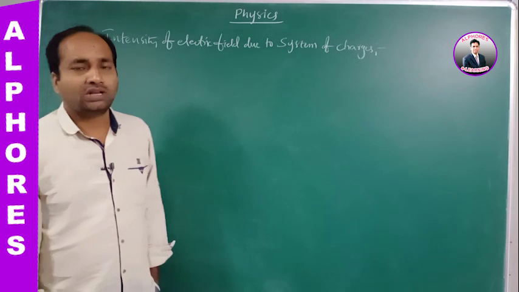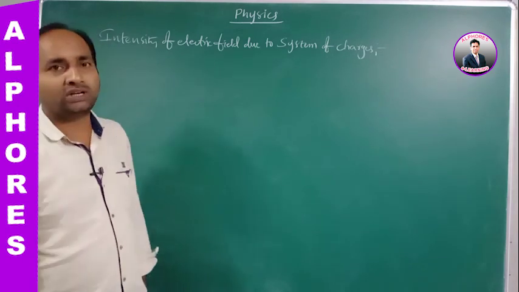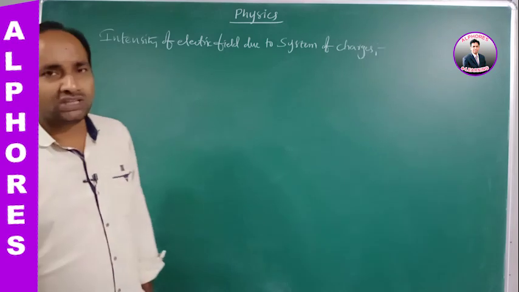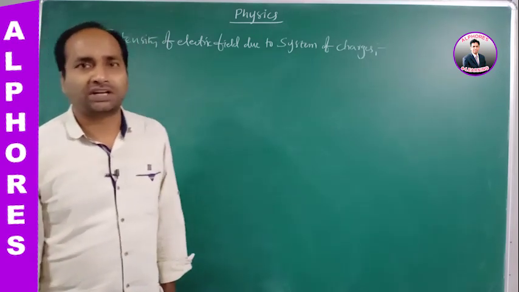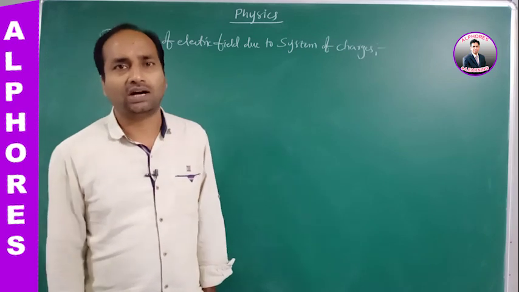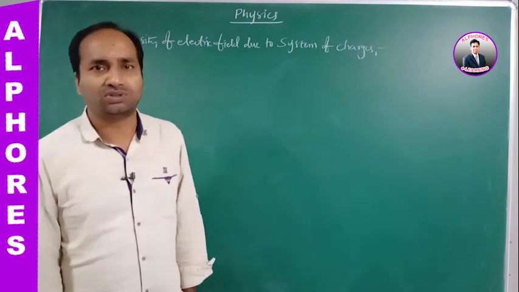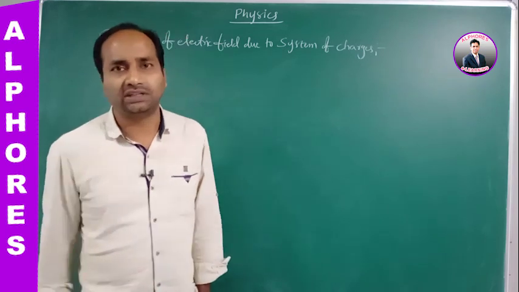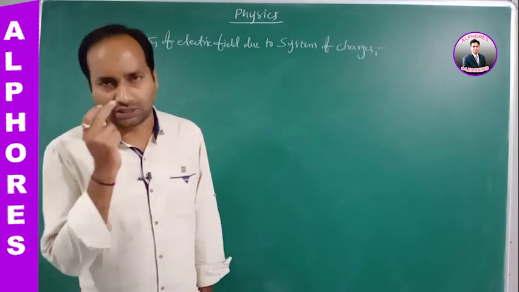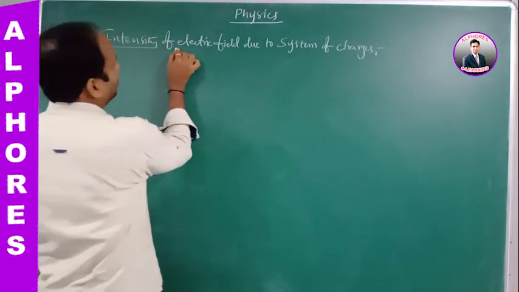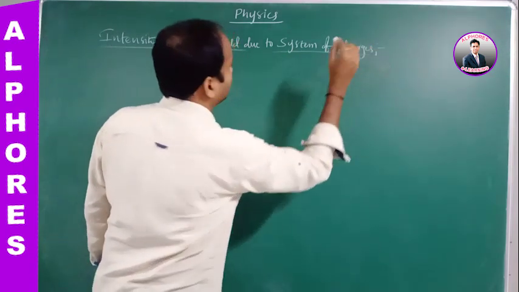Okay, so in the last topic we discussed intensity of electric field due to the point charge. The expression for intensity of electric field due to a point charge is 1 by 4 pi epsilon naught q by r square, where q is the charge producing the electric field and r is the distance from that charge where we are determining the intensity of electric field. Now, intensity of electric field due to multiple charges, or a system of charges.